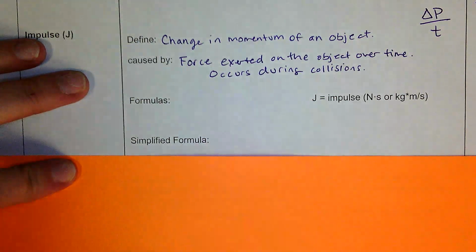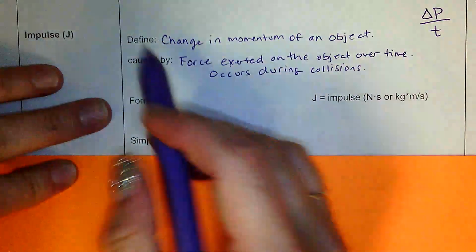Okay, our formulas, so we have two different formulas, right? So we just said that impulse is the change of momentum.